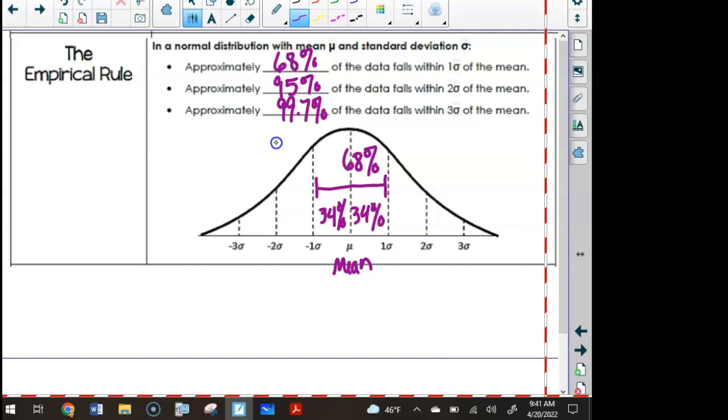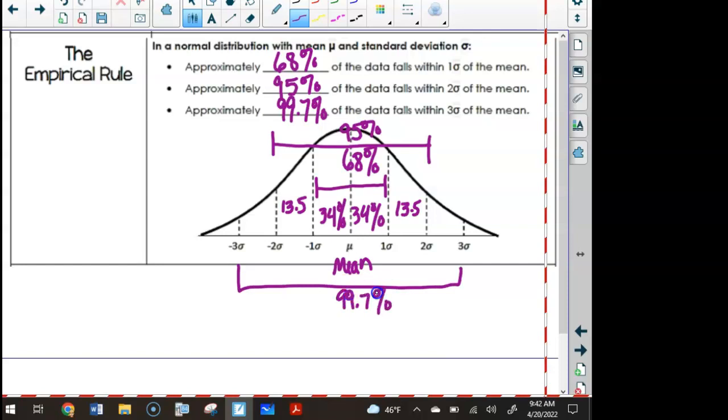All right, and then it's 95 here within 2 standard deviations, which means this adds 13.5 and 13.5. And then 3 standard deviations covers 99.7. So does your table say 2.35, the one on the reference sheet, guys, in this little spot right here?